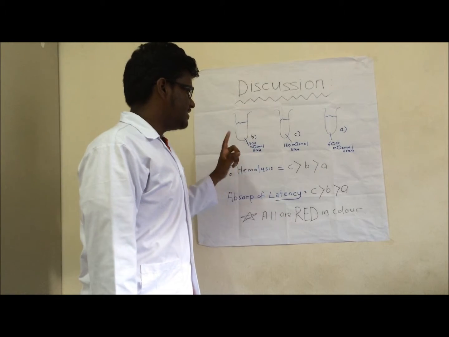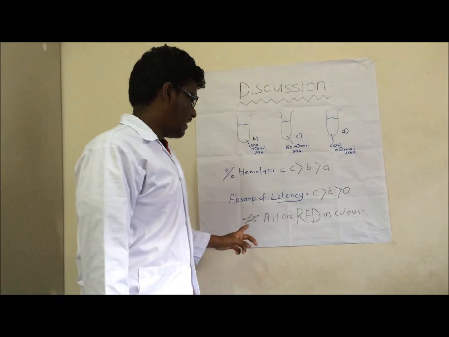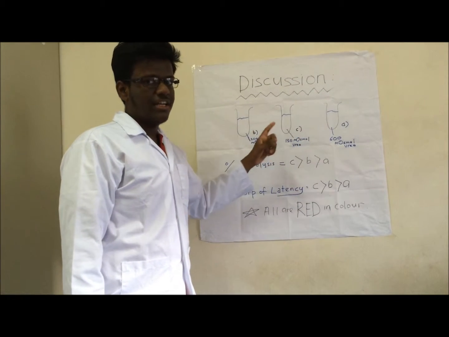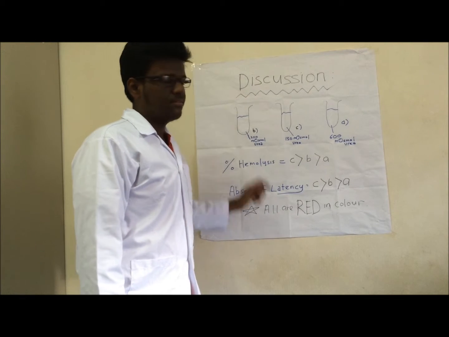If you can see here, the result shows that after we centrifuge it, all the test tubes are red in color. This is because all the red blood cells undergo hemolysis, thus the mixture becomes red in color.